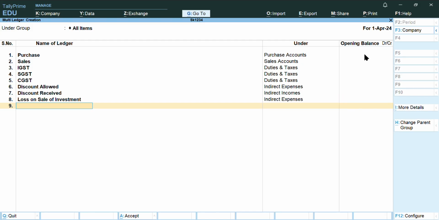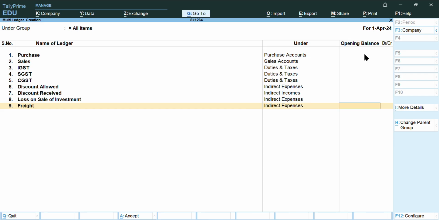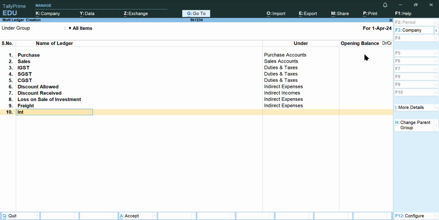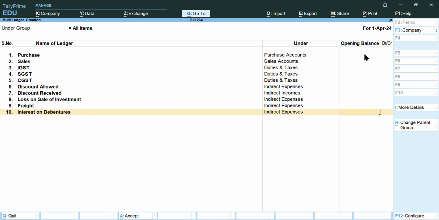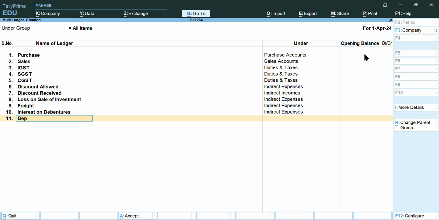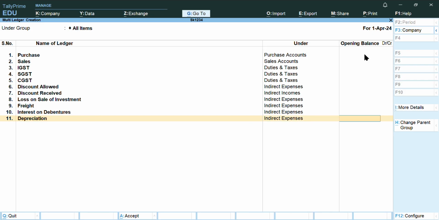Then you have freight. Now, freight was on sales, so it's an indirect expense. Had it been on the purchases, then it will be a direct expense. Then you had interest on debentures. Interest on debentures. Again, indirect expense. All right. Then you have depreciation. Depreciation, indirect expense. All right, so we have created all the accounts in the question.